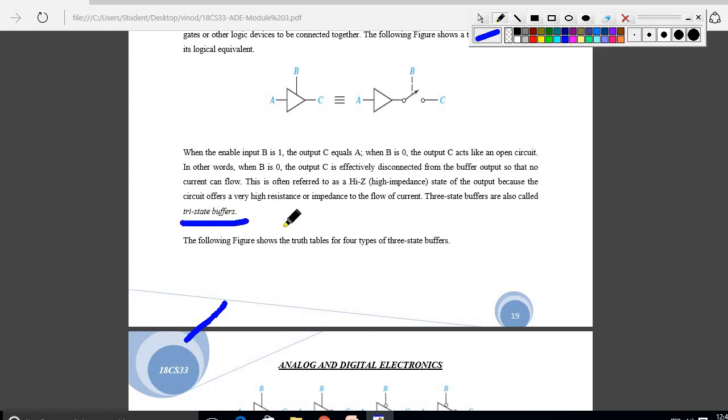Three-state buffers are also called tri-state buffers. You should remember this also. Tri means three, so three-state buffers are also called tri-state buffers. Is it clear? I'm repeating once again.